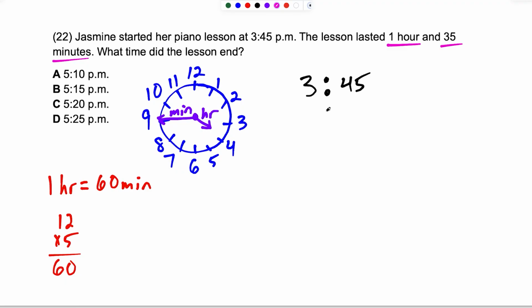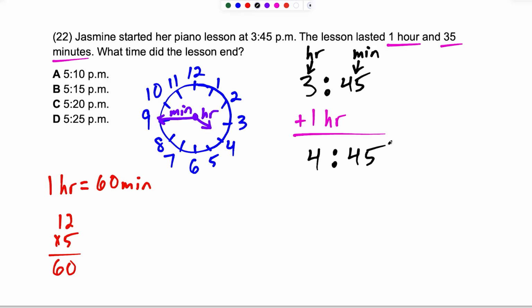First, I'm going to add 1 hour. So I'm going to go plus 1 hour. Well, this one shouldn't be too bad to do because when 1 hour goes by exactly, this is the hour spot and this is the minute spot. So when we do plus 1 hour, it's just going to add 1 to the hour, and this is going to bring us to 4:45. Okay, so this would be 4:45.